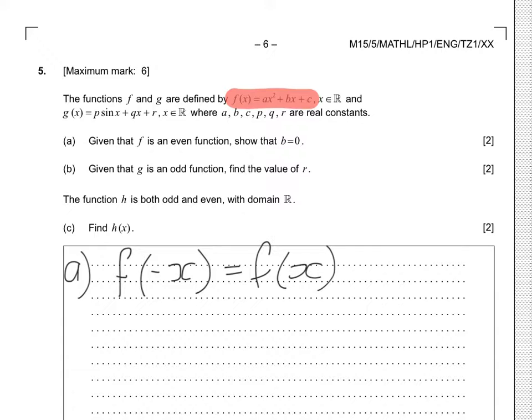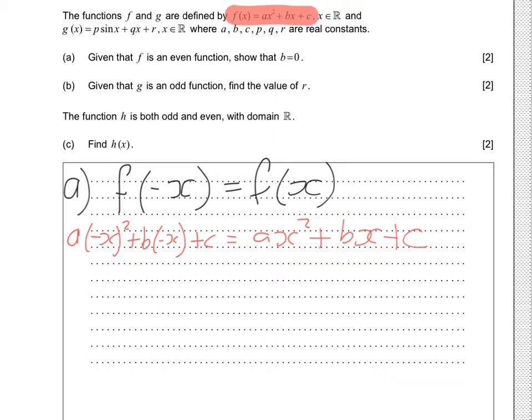Both sides will substitute x in and just have exactly what's written there, ax squared plus bx plus c. And if you substitute negative x in on the left hand side, I'm going to have a times negative x squared plus b times negative x plus c. And the savvy amongst you will have noticed that a times minus x squared is just ax squared, b times minus x is minus bx plus c equals ax squared plus bx plus c.